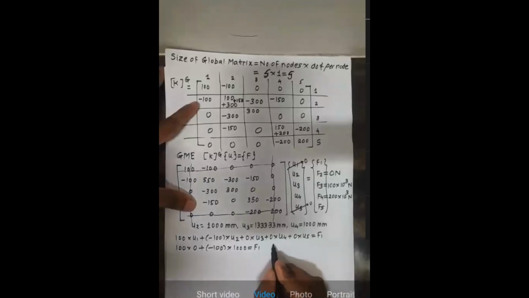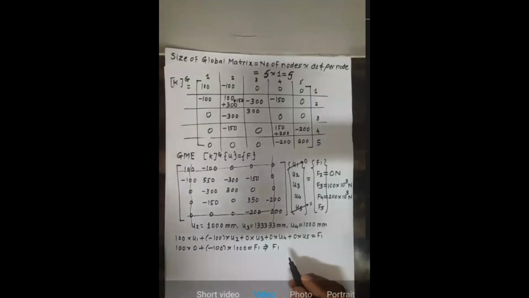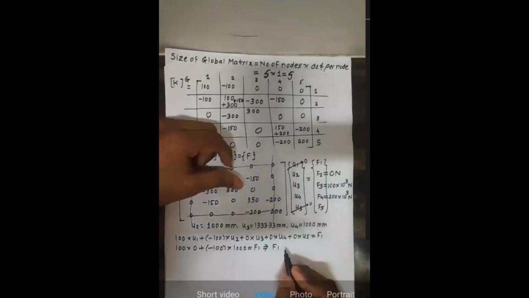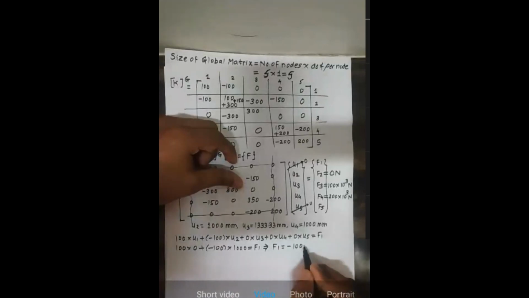What value of F1 are you getting? I'm getting minus 100. Minus 100 into 10 to the power 3. I will write down minus 100 into 10 to the power 3 Newton. Is it okay?